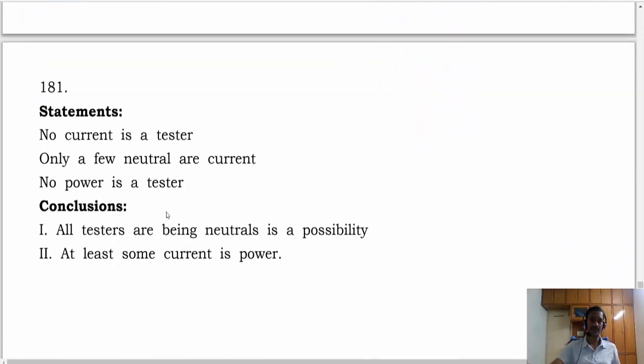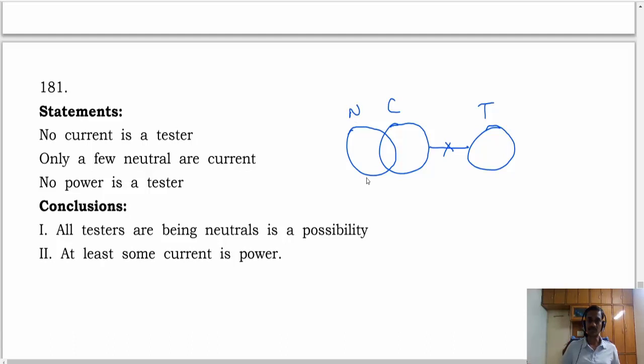Then 181. No current is a tester. Current and tester have no intersection. No current is a tester. And only a few neutral are current. Only some neutral are current, but not all. Only few neutral are current.